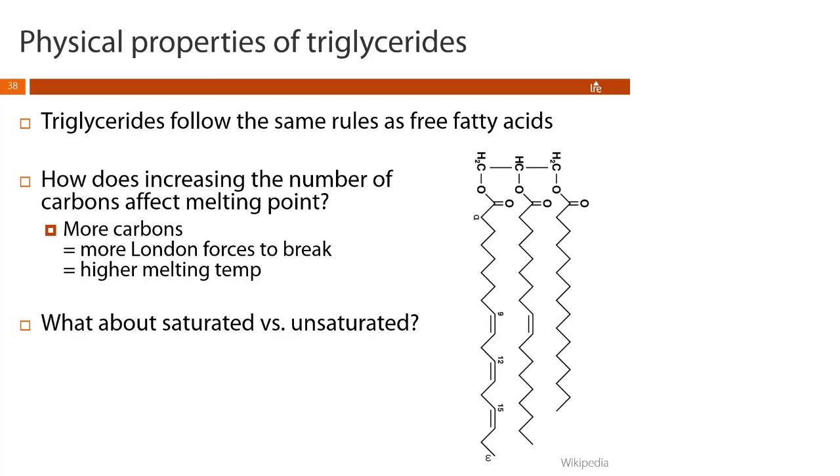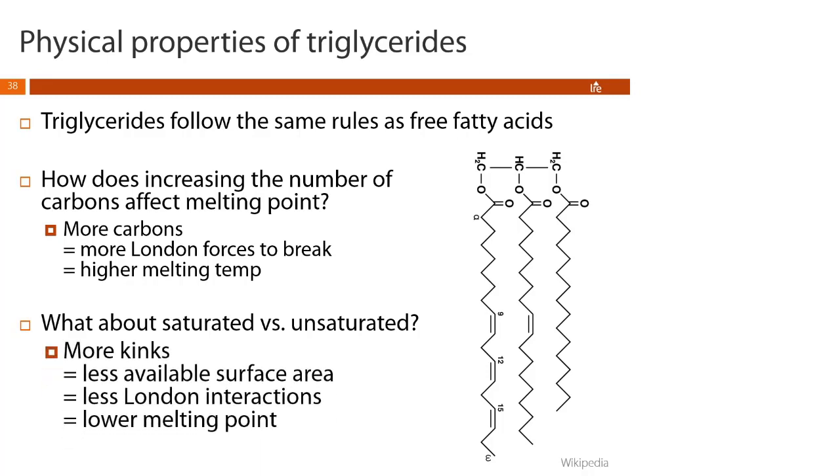Okay, so what about saturated versus unsaturated? Go ahead and pause the video and see if you can come up with an explanation for that. So the saturated triglycerides are going to have a higher melting point, right? Because they're going to have more surface area interacting with neighboring triglycerides. An unsaturated triglyceride is going to have some kinks in the carbon chain, and that's going to decrease the amount of surface area between neighboring triglycerides. So decreased surface area means less London interactions can form, meaning it takes less energy to break them apart. Hence, we have a lower melting point.